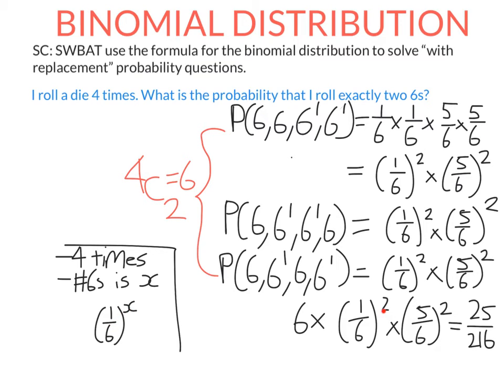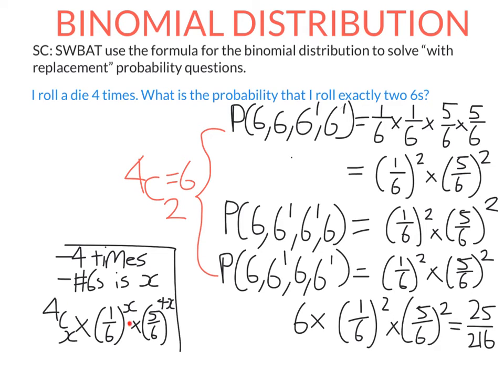So for 2 6s, it would be 1 over 6 to the power of 2. For 3 6s, it would be 1 over 6 to the power of 3. And then I times that by 5 over 6 to the power of the number of rolls that are not a 6. So that's 4 minus whatever x is. And then I times that by the number of ways it could occur.